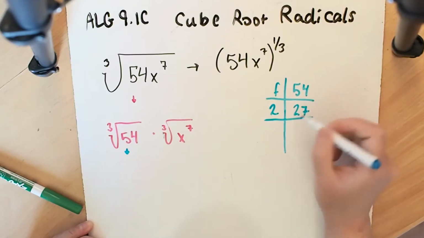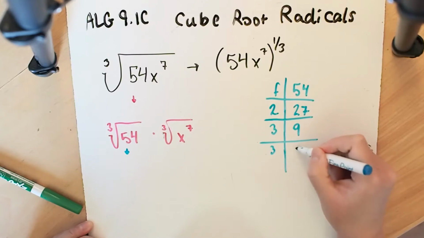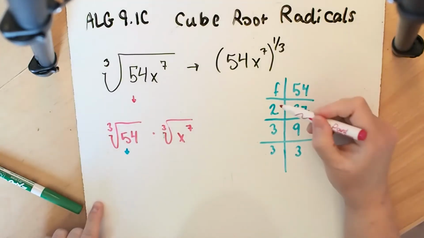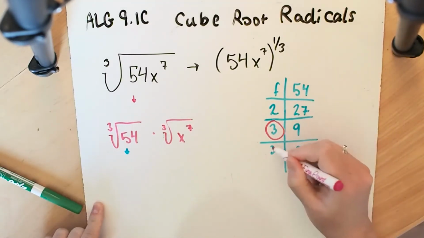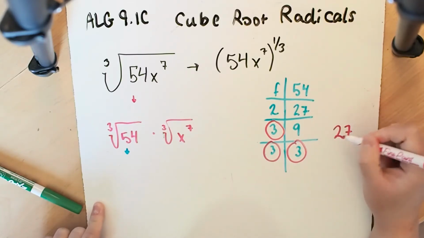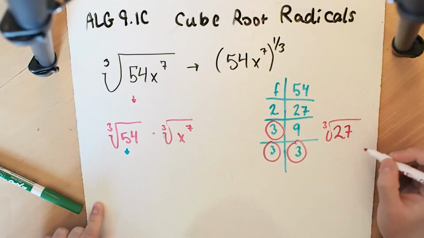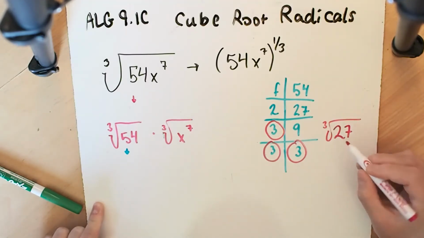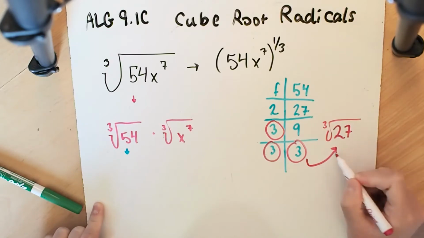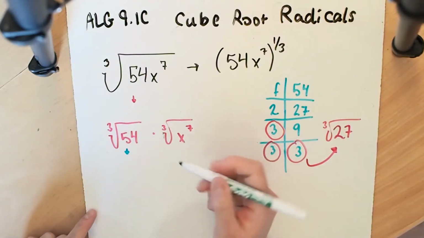If I were to keep going with this and divide by 3 and then divide by 3, when I finish simplifying, what I see is that I have the same number 3 times. Because when you take the cube root of 27, you're asking yourself what number times itself 3 times equals 27? The answer is 3. Let's see how this translates into our assignment.